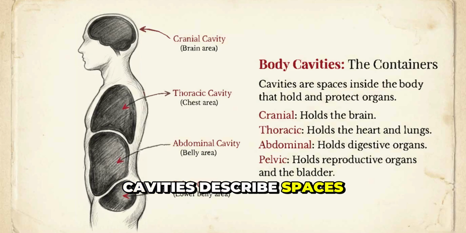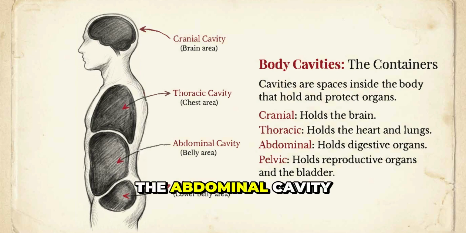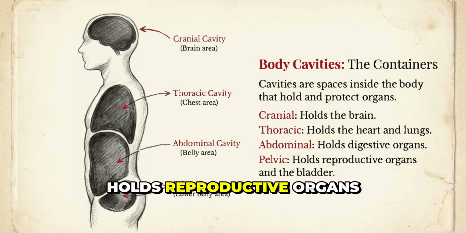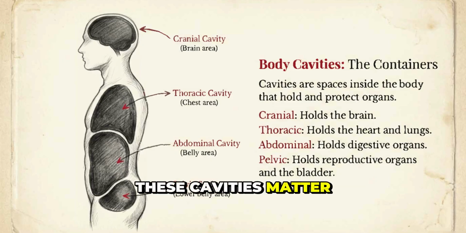Cavities describe spaces inside the body that hold organs. The cranial cavity holds the brain. The thoracic cavity holds the heart and lungs. The abdominal cavity holds digestive organs. The pelvic cavity holds reproductive organs and the bladder. These cavities matter because problems in one space often affect everything else inside it.